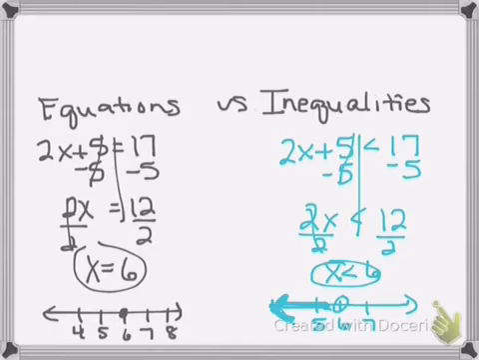But let's test 0. 0 times 2 is 0. 0 plus 5 is 5. 5 is less than 17. There are infinitely many solutions that will make this one true, contrasted to the 6 for the equation, which is the only number that will make that a true equation. But there are lots of choices, as long as the number you choose is less than 6.